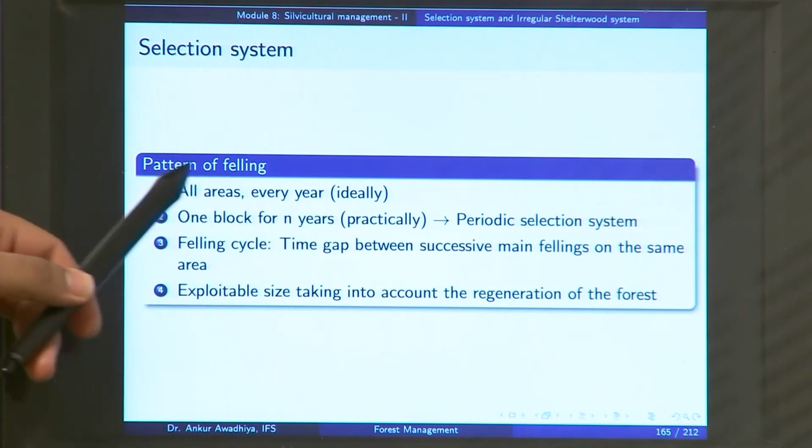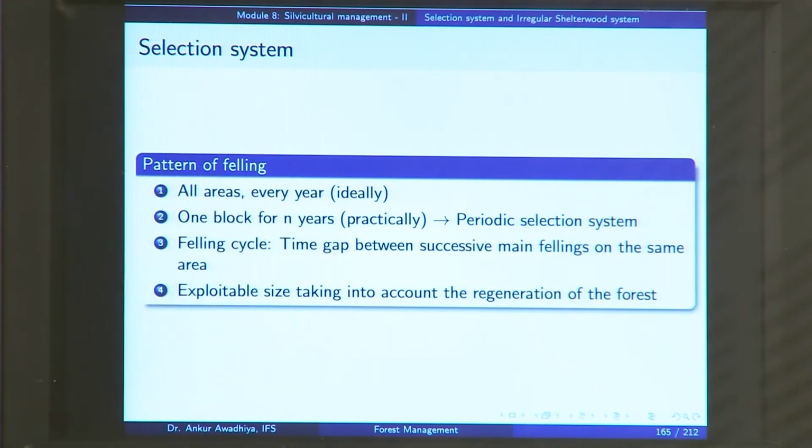Ideally, in all areas every year you should go and do the felling. So, every year you are visiting the whole of the forest and you are selecting those trees that are above your selection DBH or above your selection girth. You are enumerating them, marking a few of them and removing them. So, that is the ideal case.